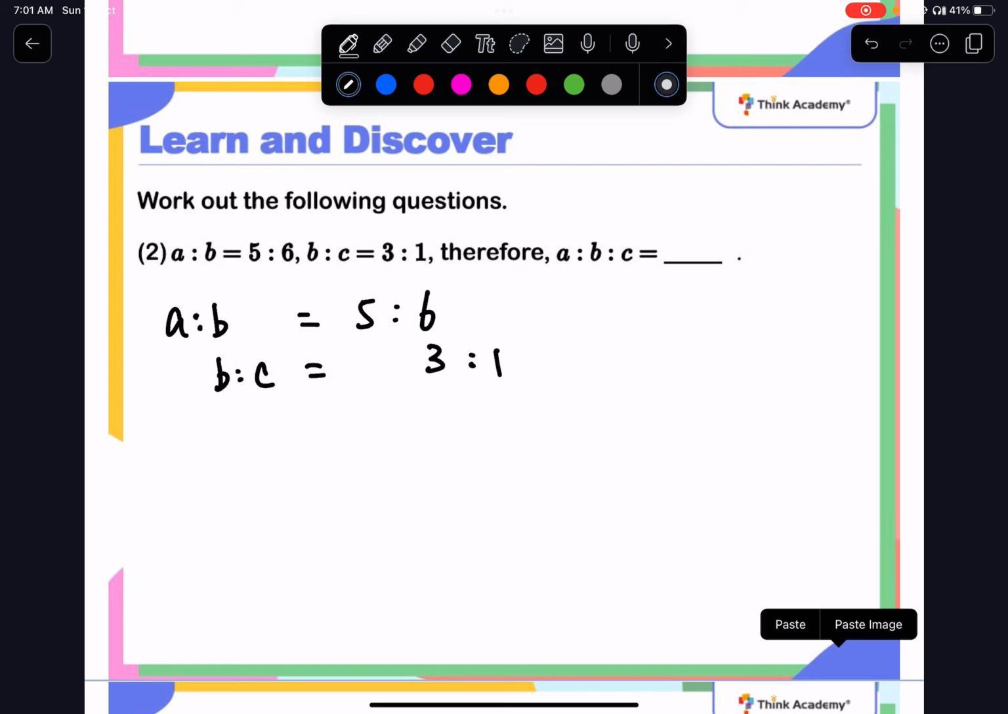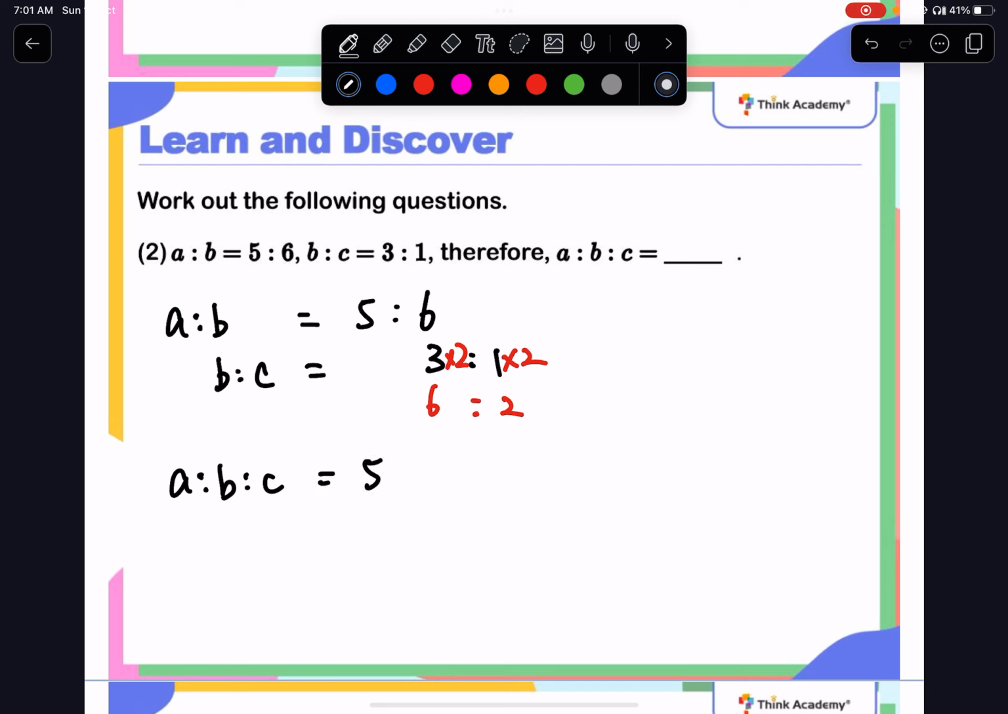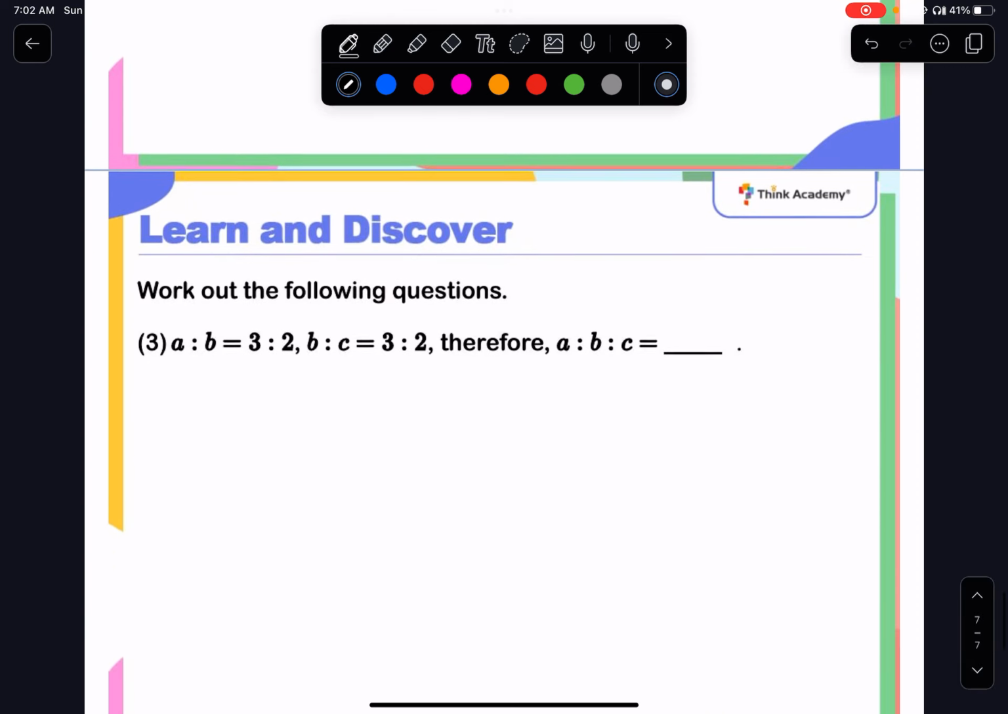Because you can clearly see that 3 can turn into 6. I can multiply the 3 by 2. But because of the equivalent ratio, do you remember, we have to multiply both numbers by 2. So after that, we can see that 3 to 1 is actually the same as 6 to 2. And then we can link up the ratio. So whenever there are 5A, there will be 6B. And whenever there are 6B, there will be 2C. So it becomes 5 to 6 to 2. That is ratio. Perfect.